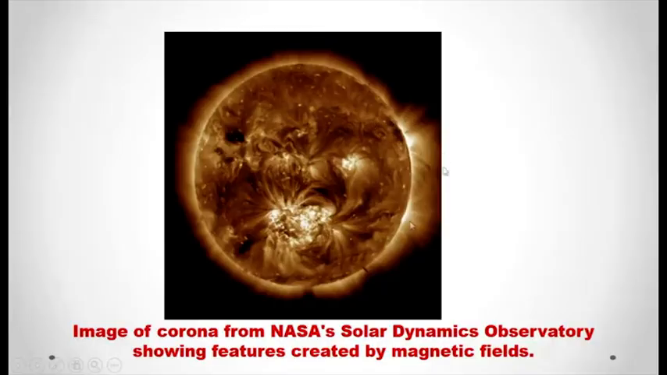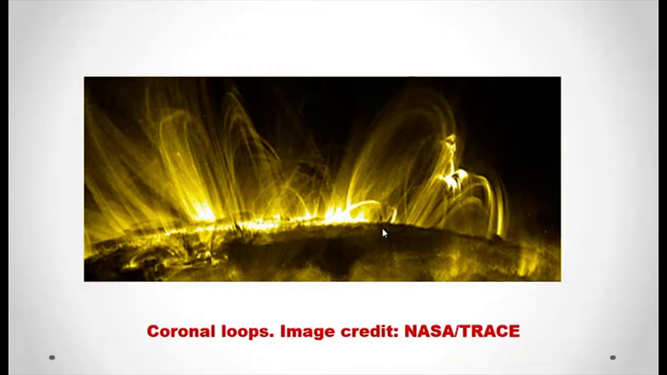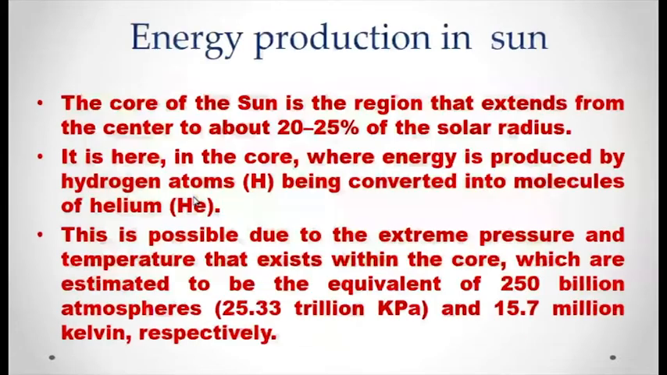This is the image of the corona taken by NASA's Solar Dynamics Observatory, showing features created by magnetic fields in the corona part of the sun. Here you can see the coronal loops, in the outermost part of the sun, where the magnetic fields can be seen. Energy production in the sun.